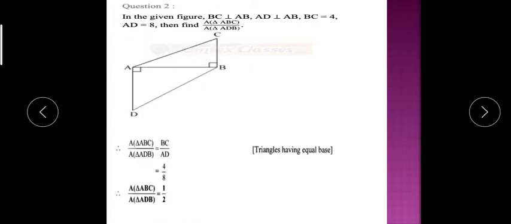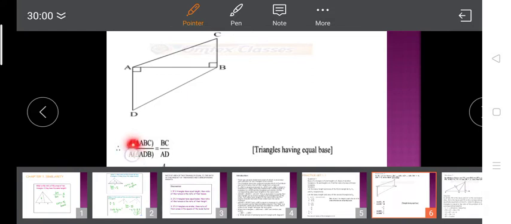Now the second question. In the given figure, BC is perpendicular to AB and AD is perpendicular to AB, which means AB is a common base. If the base is the same, then the ratio of their areas is equal to the ratio of their corresponding heights. By using the same, we have to find out. Now this is triangle ABC, and this is triangle ADB.